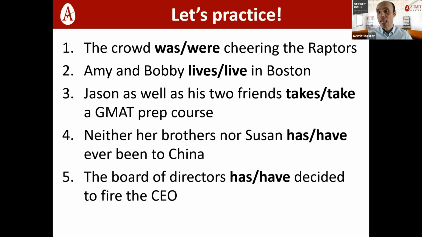And by the way, if you don't know who the Raptors are, this is the team that won the NBA championship in 2019. This is a team from Toronto, and when it did win, this was the first time that a Canadian team won the NBA championship. About 2 million people went on the streets to cheer the Raptors. 2 million people, yet it was one crowd. Therefore, we said was and not where.